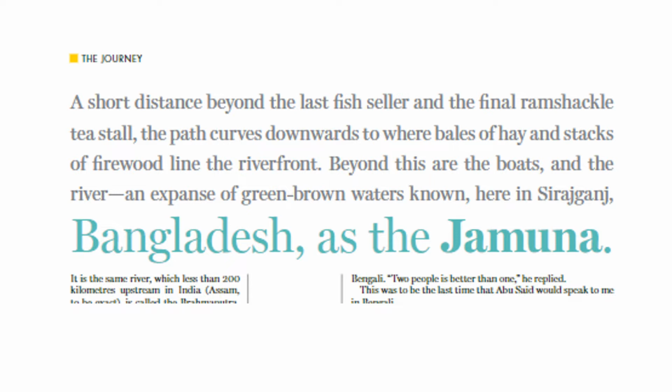So like this one here, one that's practically the opening of the text about Bangladesh and a very simple summary there. So a short distance beyond the last fish seller and the final ramshackle tea stall, the path curves downwards to where bales of hay and stacks of firewood line the riverfront. Beyond this are the boats and the river, an expanse of green-brown waters known here in Bangladesh as the Jamuna. Okay, so we've got quite a detailed few sentences there.